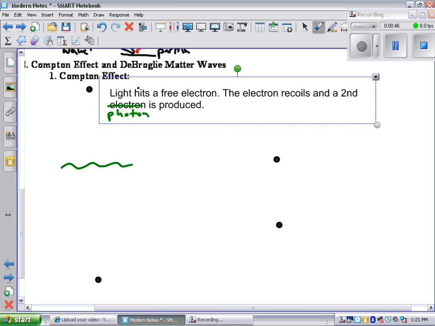I have a photon coming in. I label that photon 1. I use that symbol, the gamma symbol, looks like a fish swimming down, to represent a photon of light. It's going to hit this free electron this time. So label that electron. The electron is going to fly off with some kinetic energy. And then we're going to get a second photon produced. So label that photon 2.